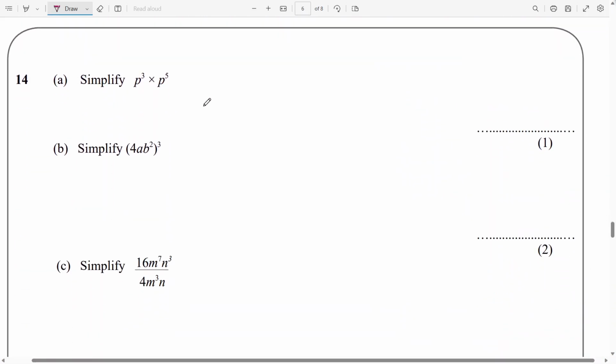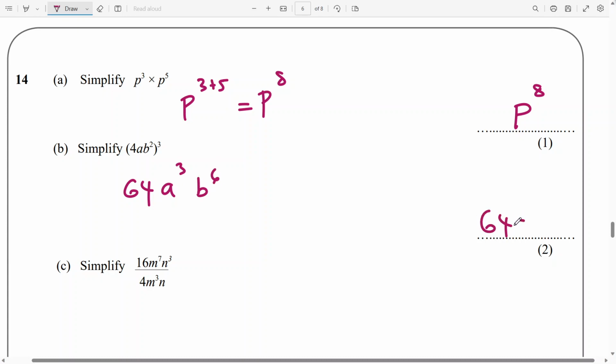So for number 14, to simplify this, you need to add the powers. So 3 plus 5, that's going to be p to the power of 8. And for this, I really want to do it in a different way. So 4 cubed is 64, a to the power 3 is a to the power 3, and b squared cubed is b to the power of 6. So the answer is going to be 64, a to the power of 3, and b to the power of 6.